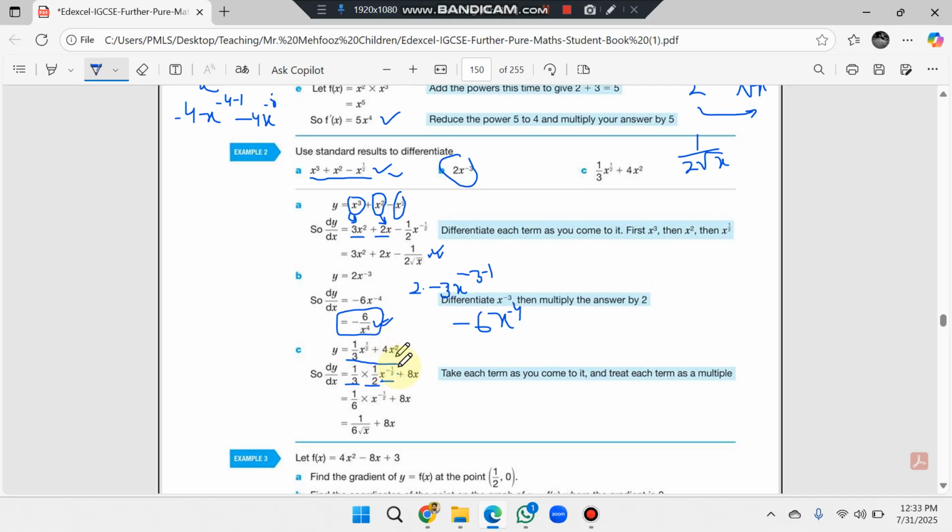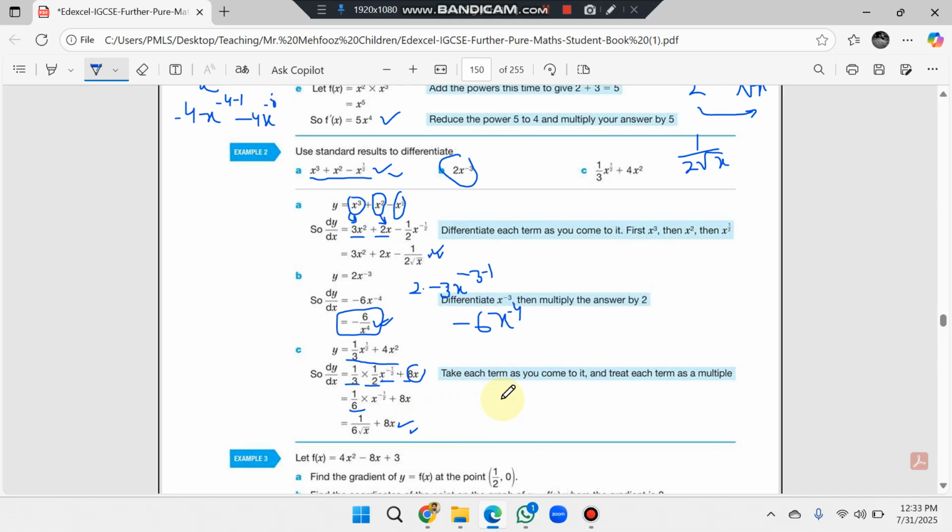Yes. Again, 4 is as it is. 2 goes on start, that multiplied by 4 becomes 8, and this x raised to the power 2 minus 1 gives us simply x. So 8x is the derivative of 4x square. Now you can see that this 1 over 3 multiplied by 1 over 2 gives us 1 over 6, and x raised to the power minus 1 over 2 is as it is, plus 8x is as it is. This x raised to the power minus 1 over 2 can be written as 1 over square root of x. So your answer will be 1 over 6 square root of x plus 8x. This is your solution.